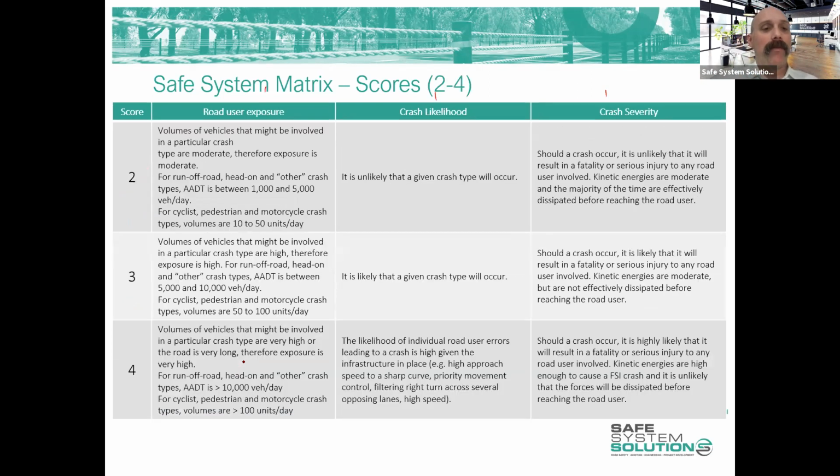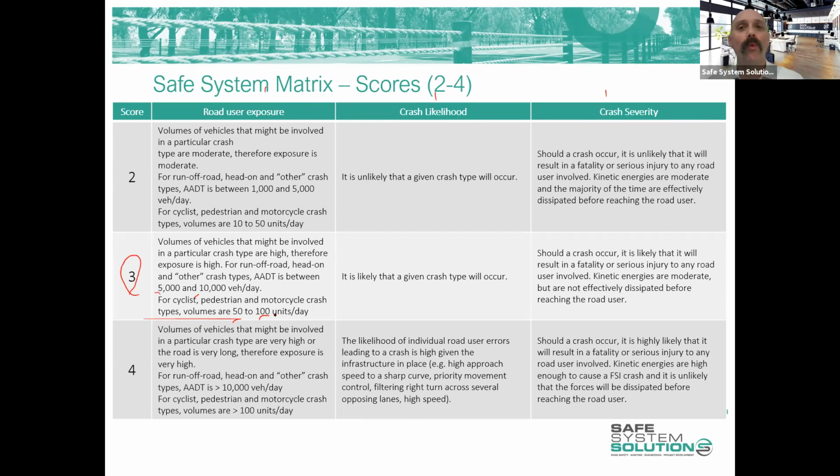We go up a bit, and maybe we go to, let's say, a 3 for exposure. For run-off road, head-on, and other, it's between 5,000 and 10,000. That's your AADT that you're looking at. Cyclists, pedestrians, motorcyclists, between 50 and 100. So you can see we've just got straight up numbers, straight up volumes.